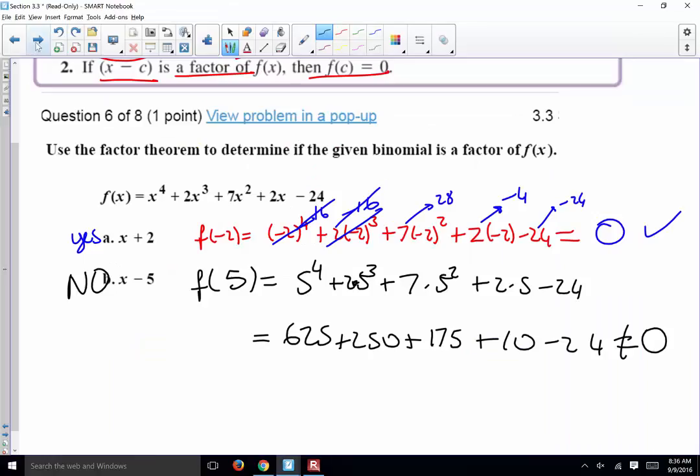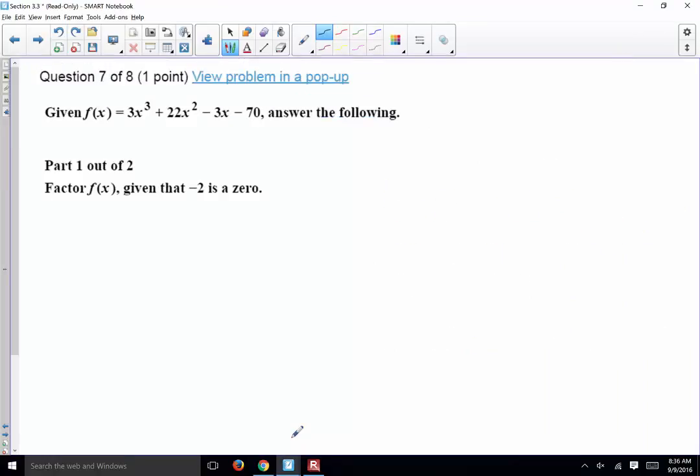Okay, we're continuing with one more question. It says find the complete factorization of this cubic polynomial, x cubed and so on. But we are given one fact: minus 2 is a 0. How does this help us?